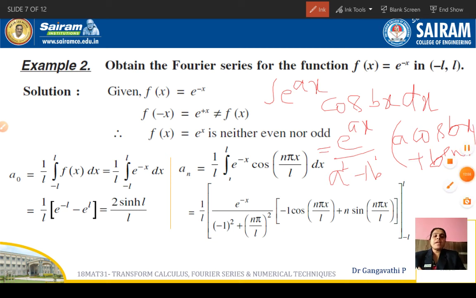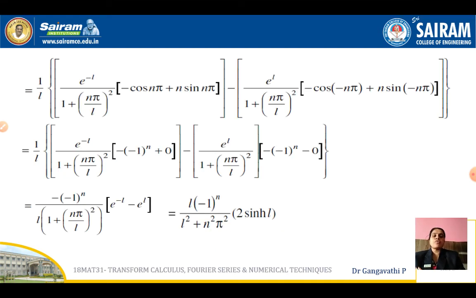So the same formula is used with a is equal to minus 1 and b is equal to n pi by L. So substitute that: e power minus x divided by a square, that is minus 1 whole square, and b is n pi by L the whole square, and minus 1 into cos. Okay, this is a cos bx, so a is minus 1, b is this, and n into sine n pi by L into x. So we have just made a substitution for a and b.